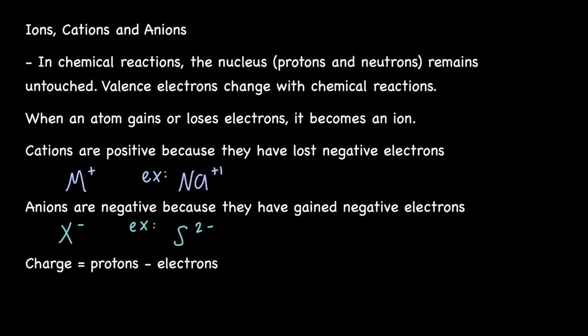Cations are positive because they have lost negative electrons. Think positive like a cat. And anions are negative because they have gained negative electrons. We can also calculate the charge with the equation charge equals protons minus electrons.